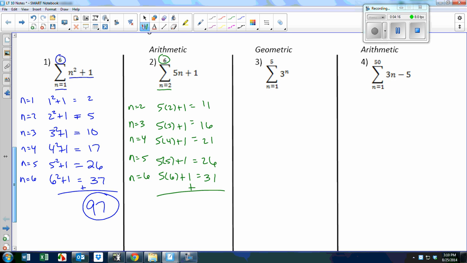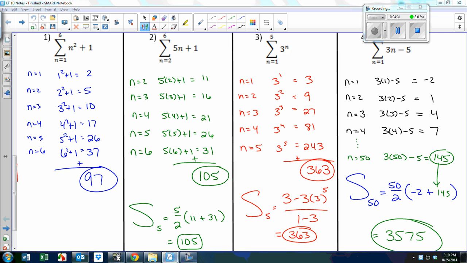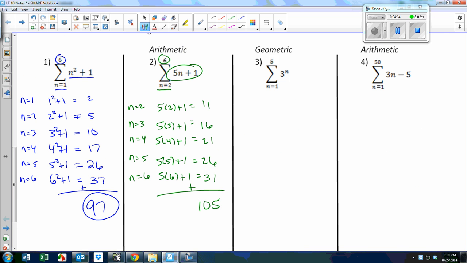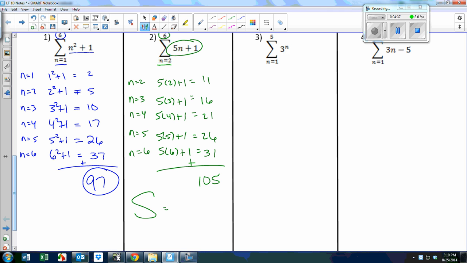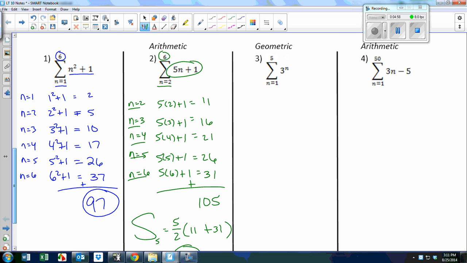Again, I know I'm going really fast because this is just an overview. Feel free to pause the video and look at it closer, but we're just plugging those n values into the formula 5n plus 1. You add those up and you get 105. Now because it's arithmetic, we could have used the arithmetic formula: sum equals blank over 2 times blank plus blank. First term being 11, last term being 31, and we're adding up 5 terms. So the sum of those 5 terms is 5 divided by 2 times 11 plus 31, which will also give you 105.